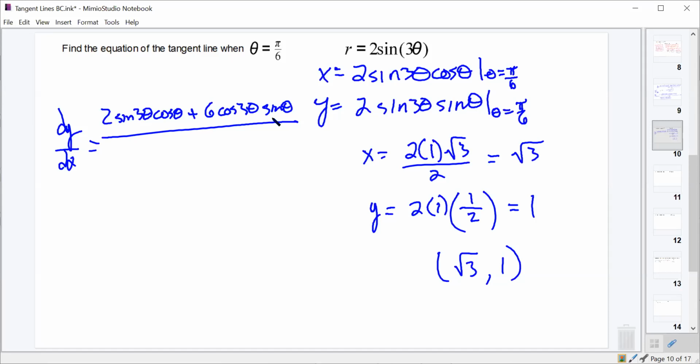Okay. And our dx d theta will be 2 sine 3 theta times negative sine theta. So we'll put a negative out in front and negative sine theta there. And plus, we're going to have a 6 cosine 3 theta again and a cosine theta. Everybody good with the denominator?